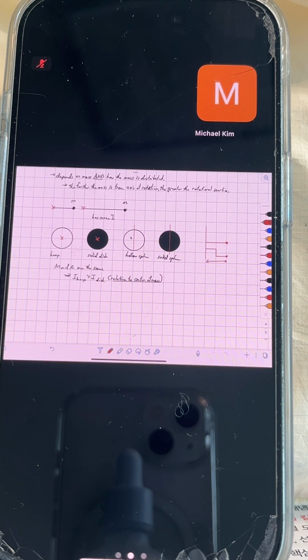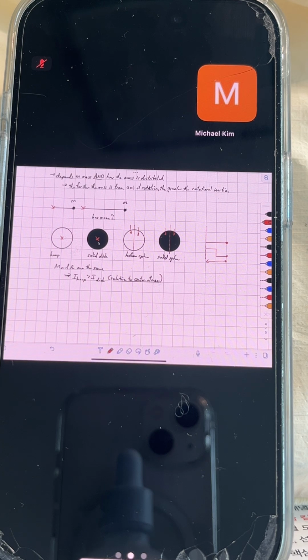And so if I imagine squashing this thing so that it's flat as a pancake, I can see that more of the mass is going to tend to be on the outside than on the inside, versus for a solid sphere, where more of my mass is going to be towards the middle than towards the outside. And so if I were to compare the rotational inertia of this and this, I expect this to be more.